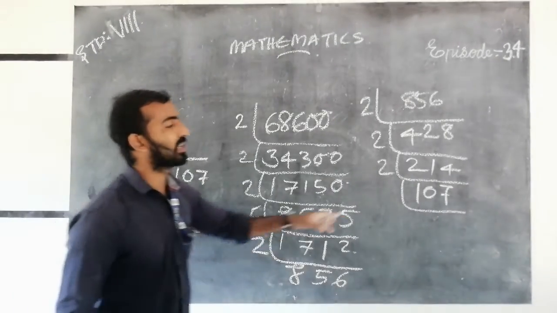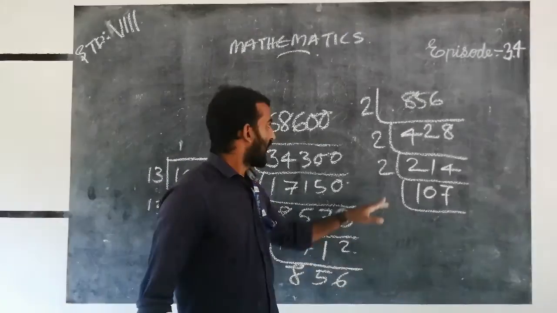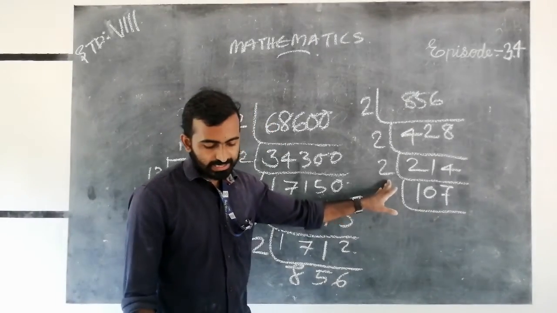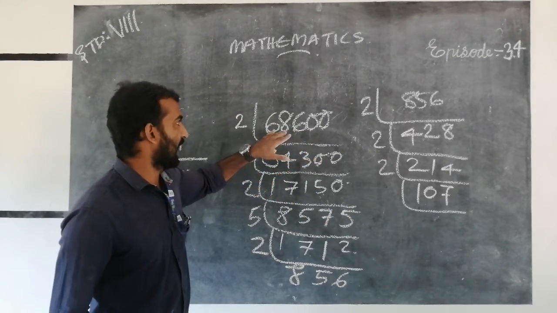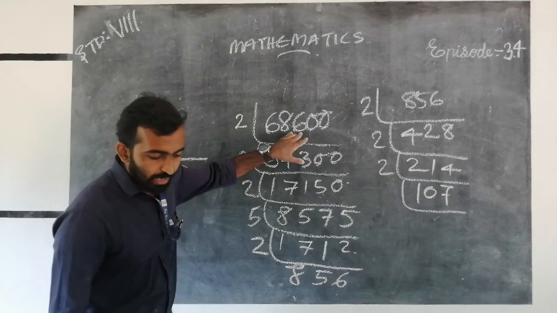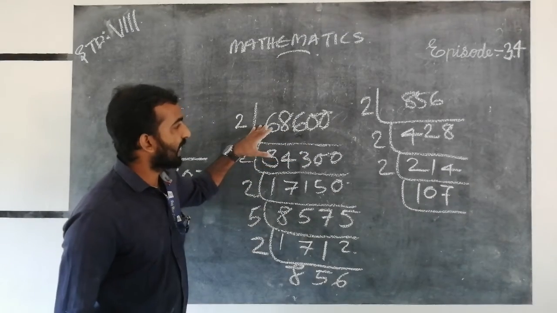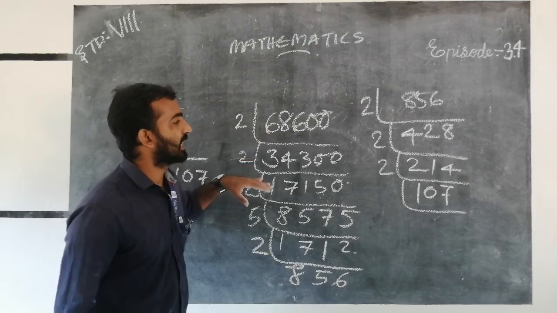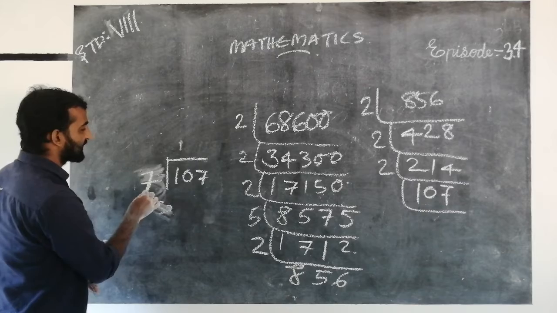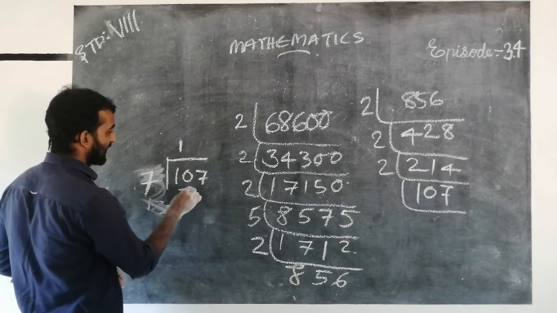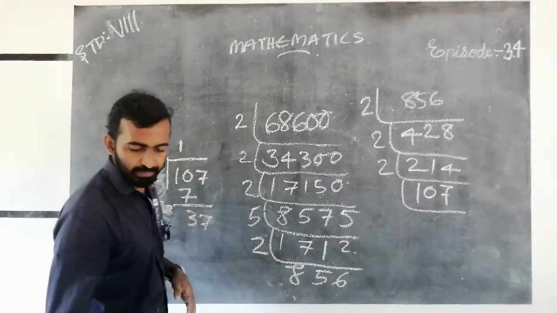Which number can we take here? 107. Which number is here? 68,600. Then first we take which number? Can we take 7? Yes, we can take 7. When we take 7 first, that is 7, and we take 37. So there is a mistake.